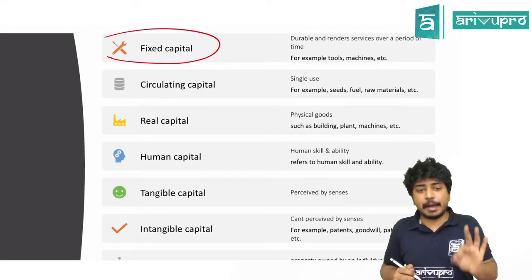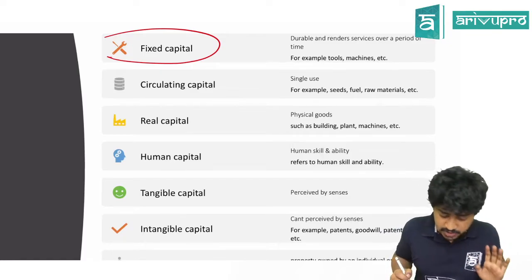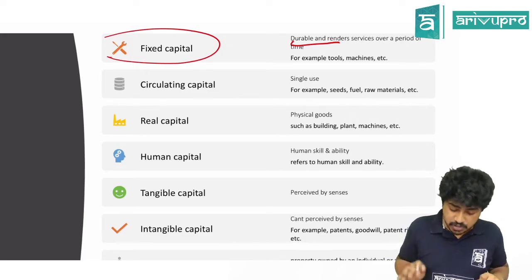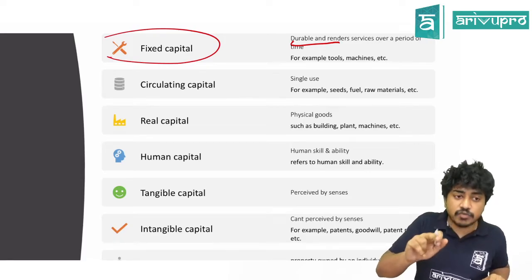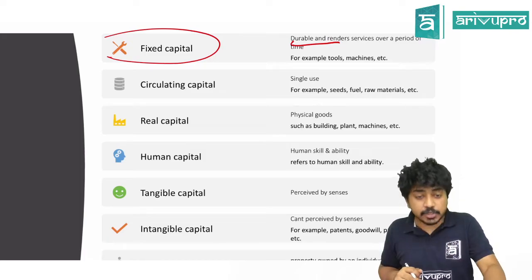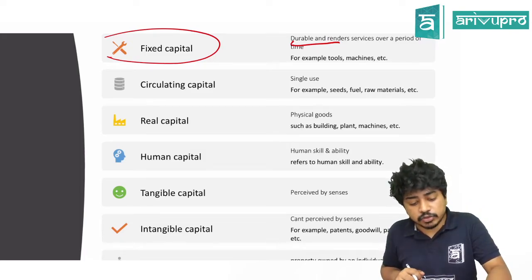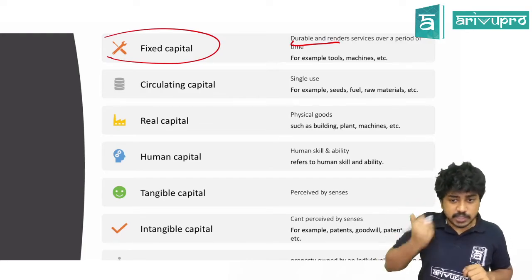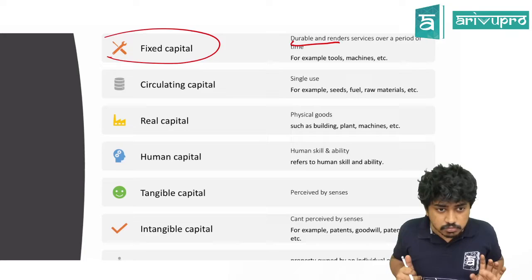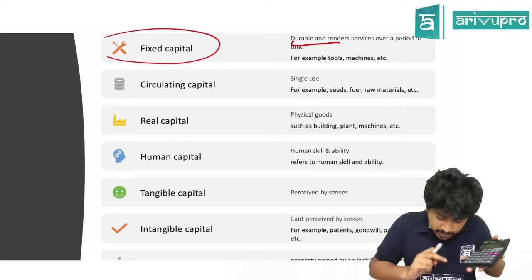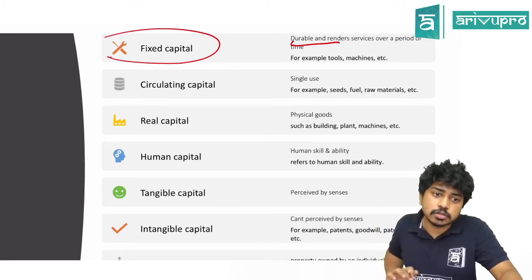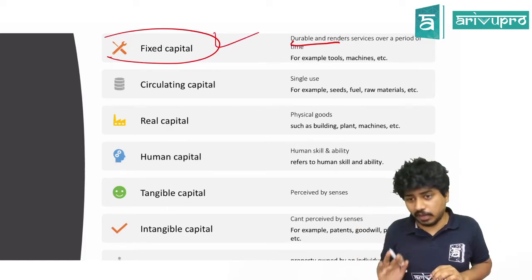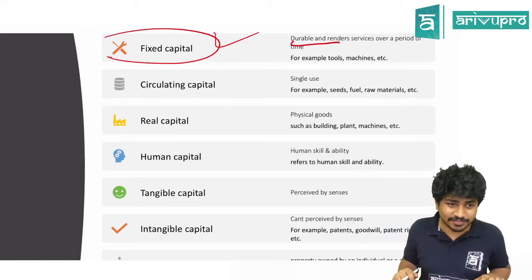First one, fixed capital. Fixed capital in economics means which is durable and renders service over a period of time. For example, let's say this calculator, right? Can I use this calculator for multiple calculations, or only for one exam? For multiple exams I can use it, right? It is not only for one exam. So this is durable, and it can render service over a period of time. These are called fixed capital. Anything which can be used over a period of time, not a single use, is known as fixed capital. Are we clear?